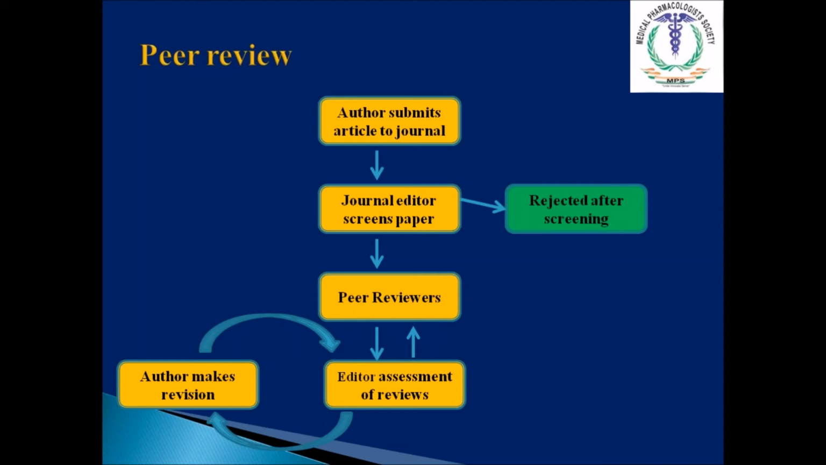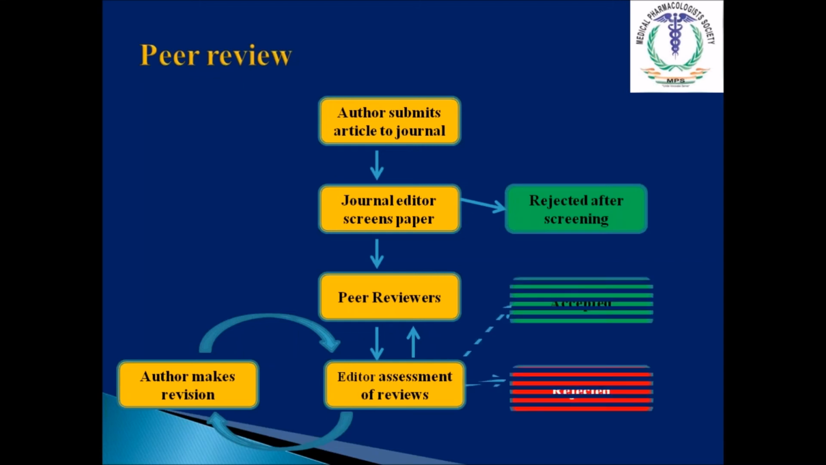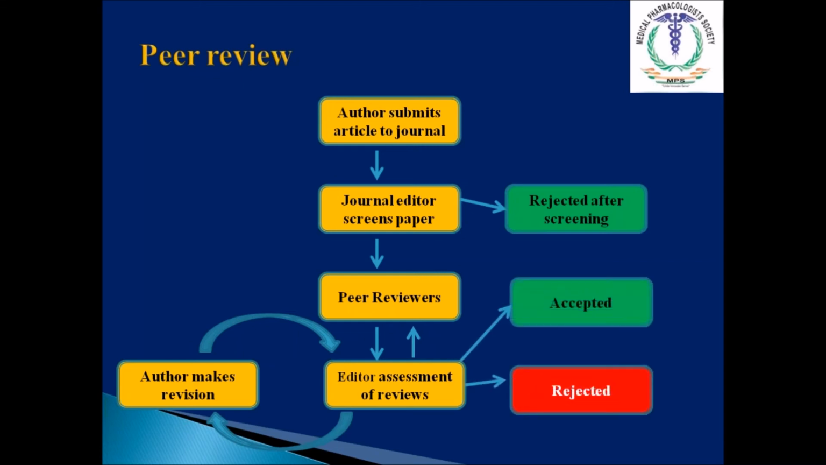The author makes the revision. The paper goes back to the editor, and the editor sometimes might go back again to the peer reviewer, showing that these were your suggestions and this is what the author has changed. The peer reviewer then takes the decision. Next, the peer reviewers say, okay, this paper can be published. So communication is given to the editor, and the editor communicates that response to you, whether your article has been accepted or has been rejected. So this is what the whole process is all about.